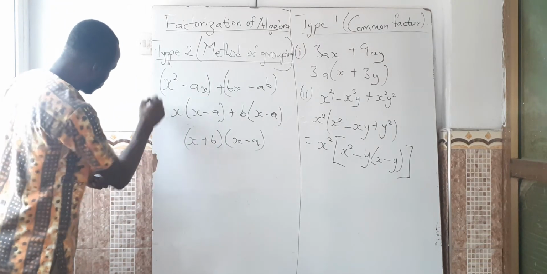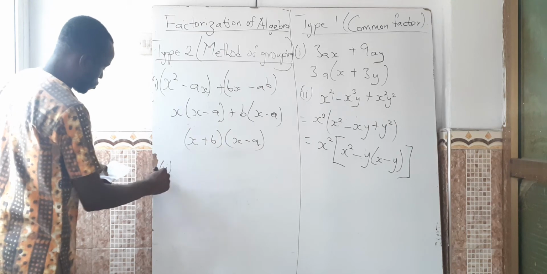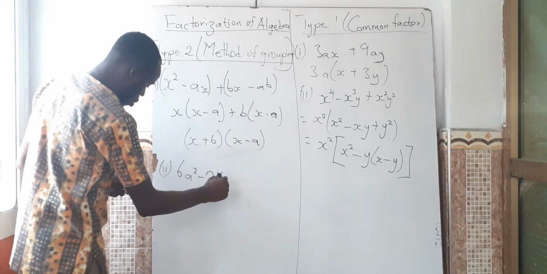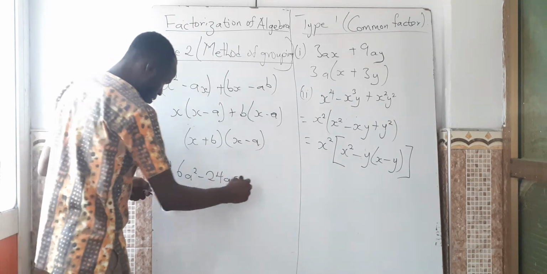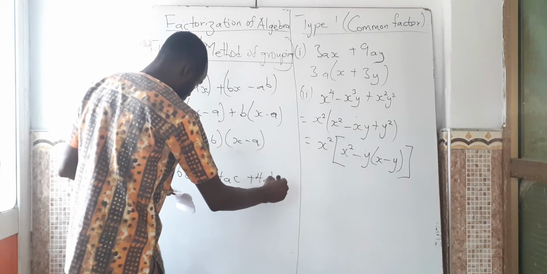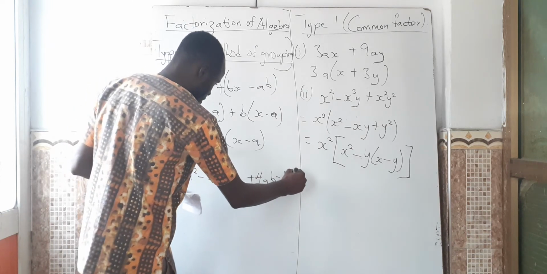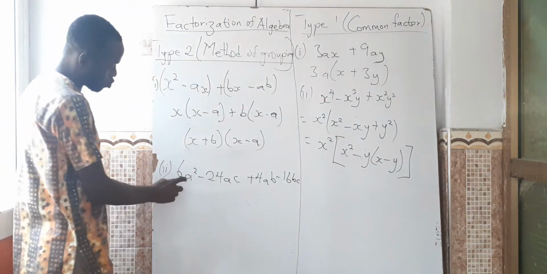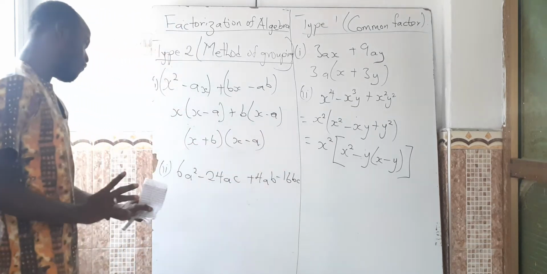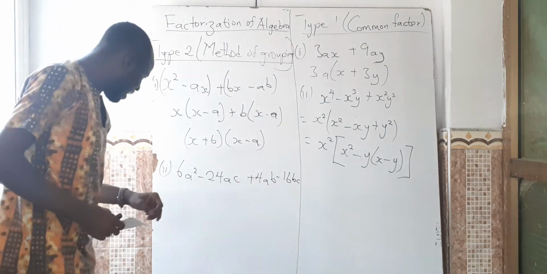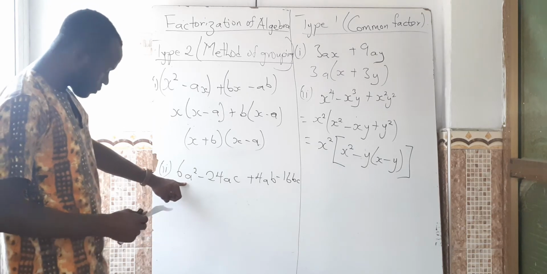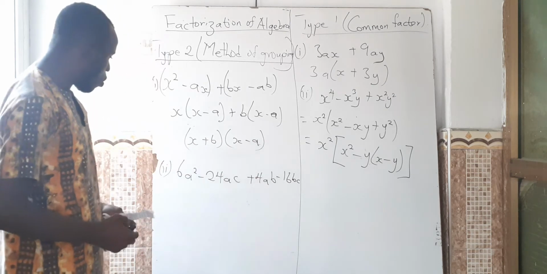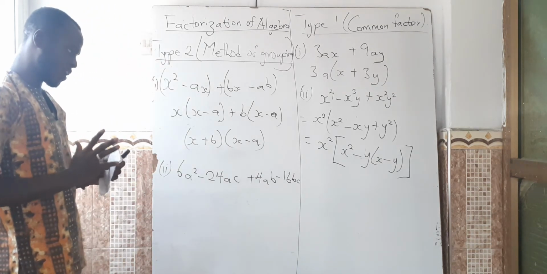Let's look at one more example. Then we'll move on to the last type, which is type 3. Okay, so this one is 6a squared minus 24ac plus 4ab minus 16bc. Okay, so this is one of the types. And then this one, we have how many terms? 1, 2, 3, 4. Okay, we have 4 terms here. But with this one, you'll realize that we have 6a squared here, and then we have minus 24ac. Okay, we have 4ab here. Now our aim is to look at the common factors and then we group them.